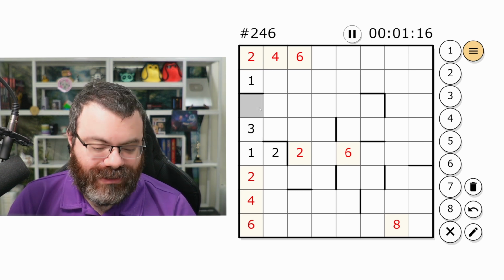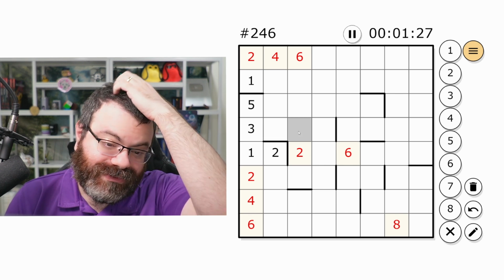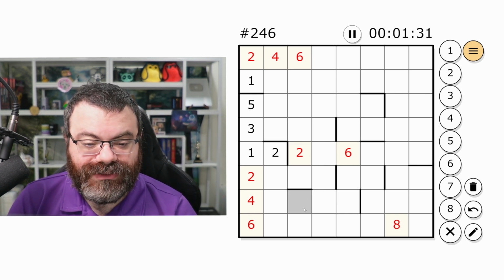Then we can finish this column with a 5. Now here we do need 1, 2, and 4. The 4 can be in either of these. The 2 can't be here. Yeah, there's not enough to go on with that. We need 1 and 2 here, that's not resolved.